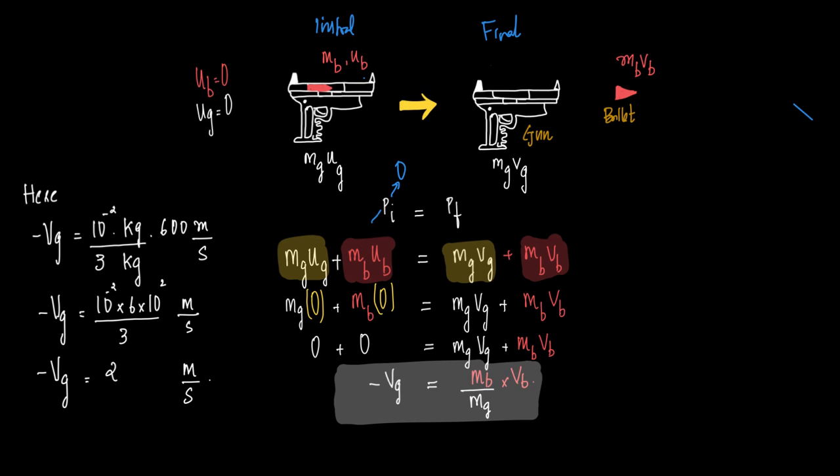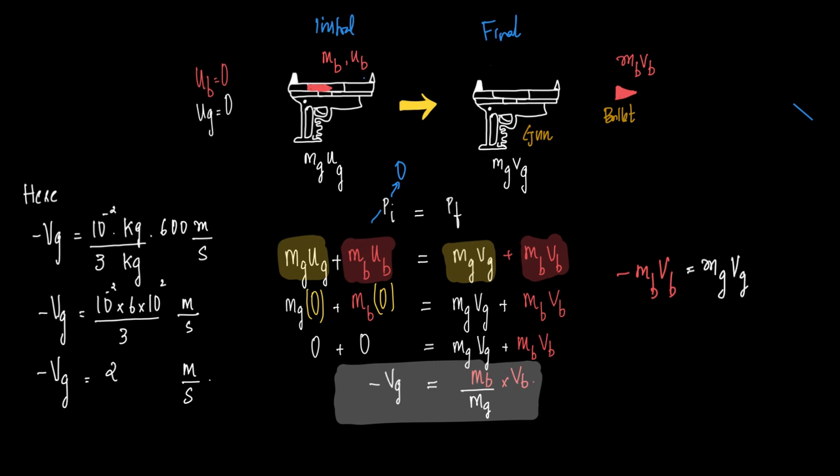Now, since this complete term is equal to 0, we can transpose this mb vb to the LHS, and therefore we have minus vg. So if I have to write one more step, this would actually look like this: minus mb vb is equal to mg into vg. And therefore, what is mg vg?